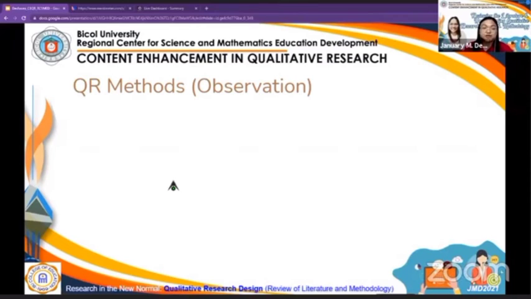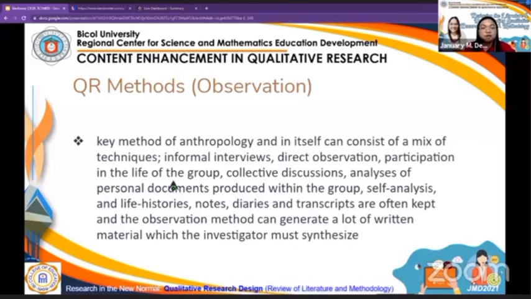And then, of course, you have your observation. You have your participant observation. So it can consist actually of a mix of techniques. It could be informal interviews while they are actually sharing something. You are observing also their non-verbal cues. Direct observation, participation in the life of the group, collective discussions, analysis of personal documents produced within the group, self-analysis, life histories, notes, diaries. So we have lots of material that the researcher could synthesize.